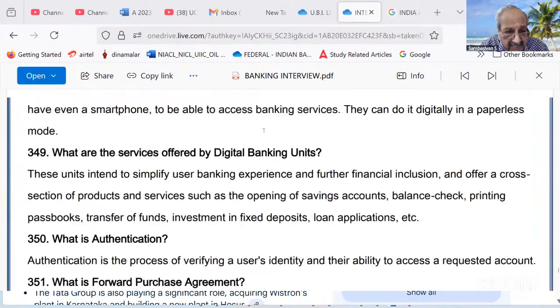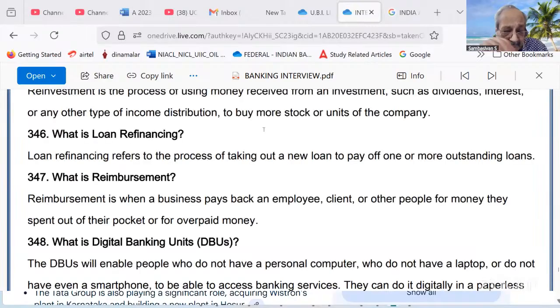Continue. What is loan refinancing? Loan refinancing refers to the process of taking out a new loan to pay off one or more outstanding loans. This is a common strategy the majority of middle class people use. Middle class people who are running short of money will borrow from another person in order to pay this loan, and in turn they put themselves into problems also.